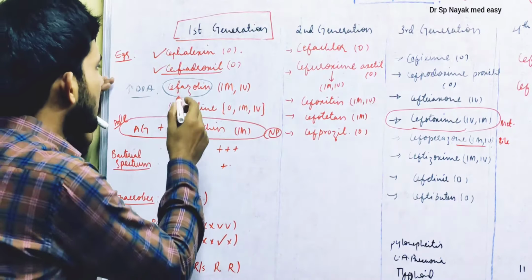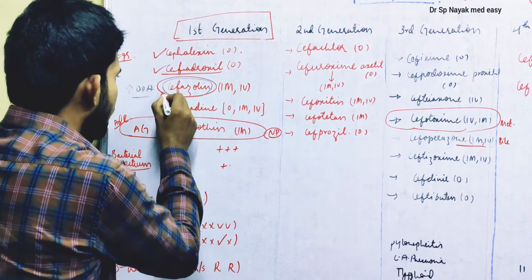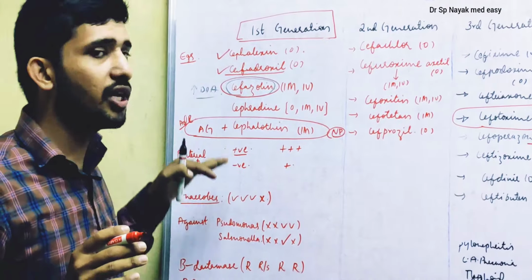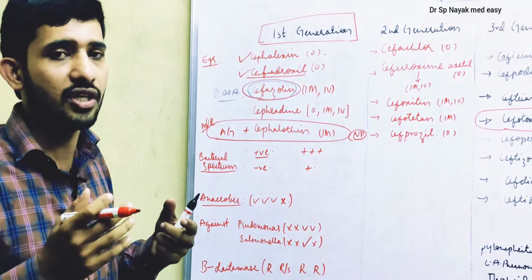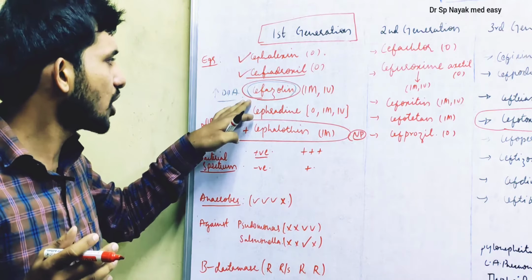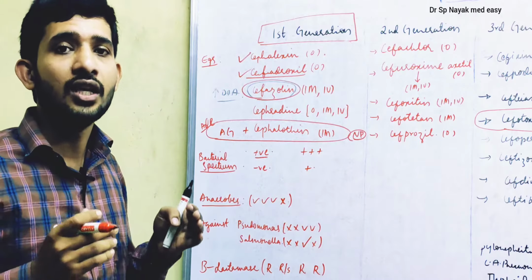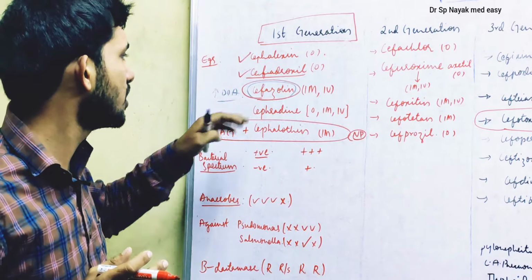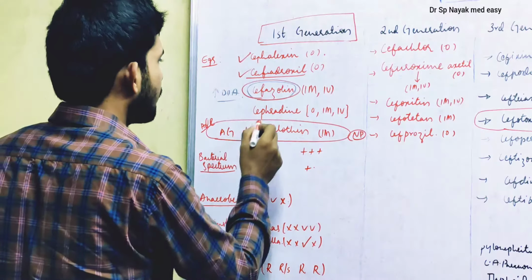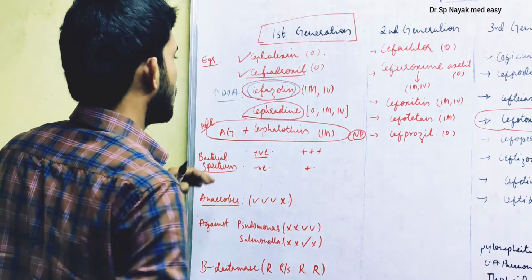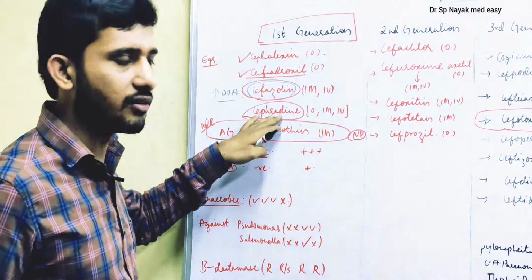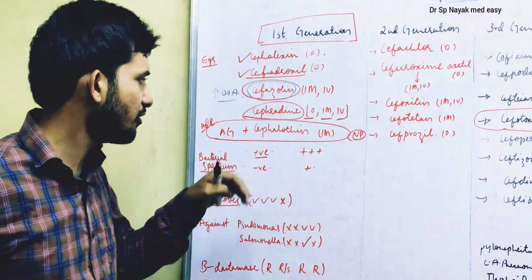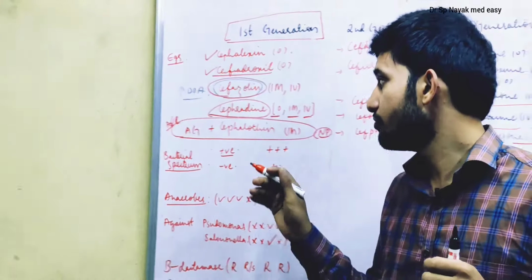We have cefazolin. Cefazolin is available in IM and IV form, and remember, cefazolin has a higher duration of action. Because of that, cefazolin is most commonly given as prophylactic drug therapy in surgeries. So, okay, cefazolin is very important. And next we have cephradine. Cephradine is available in oral, IM and IV form. And finally we have cephalothin.